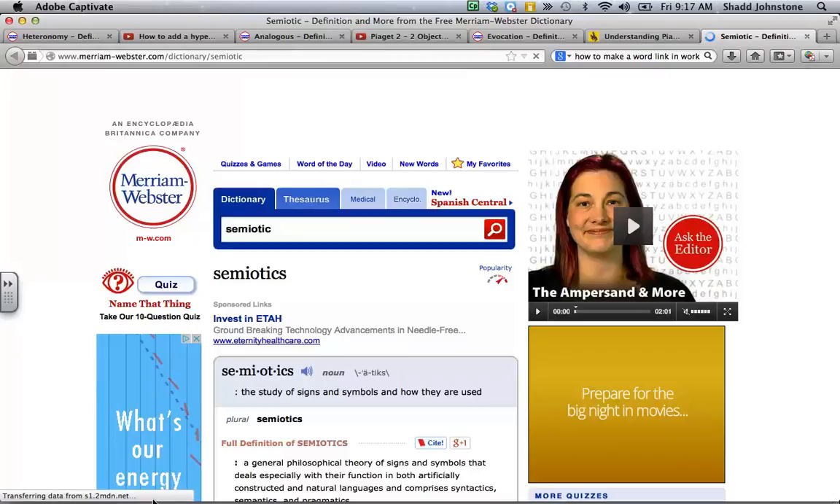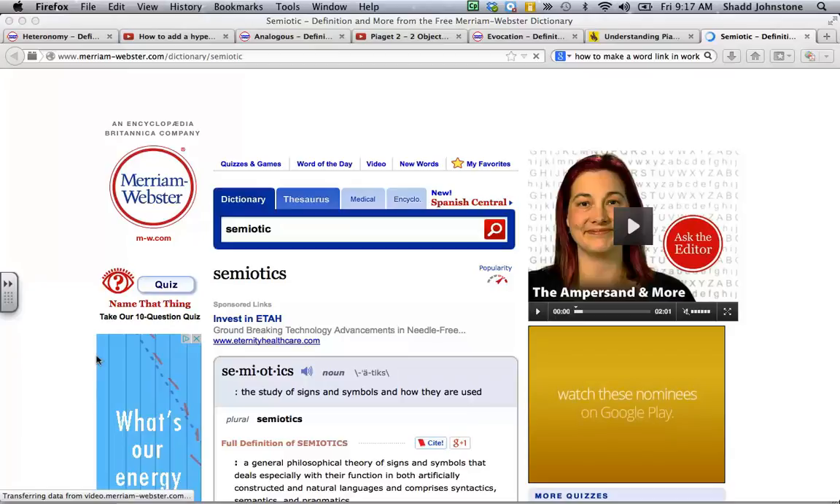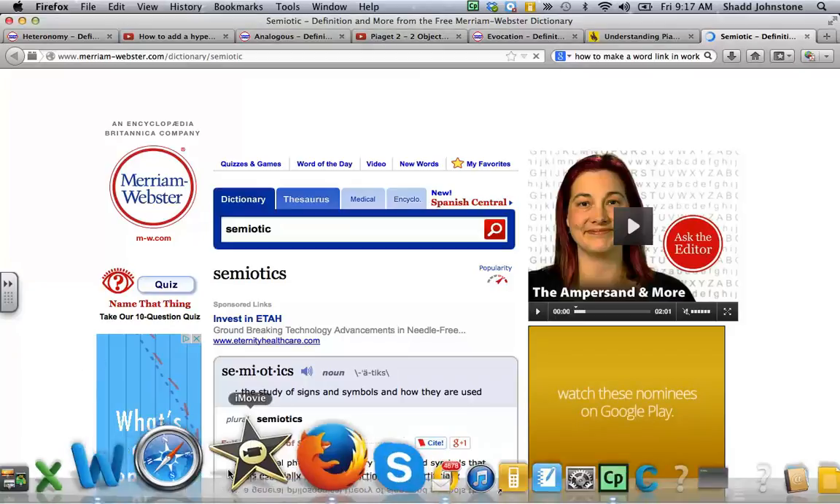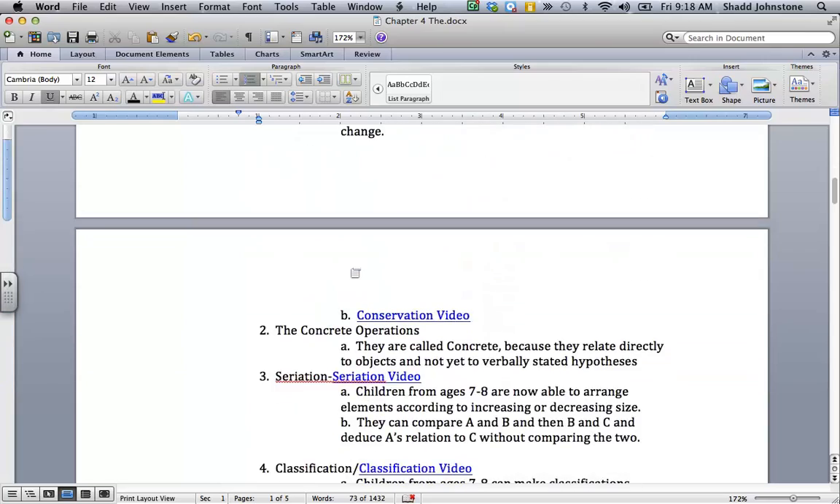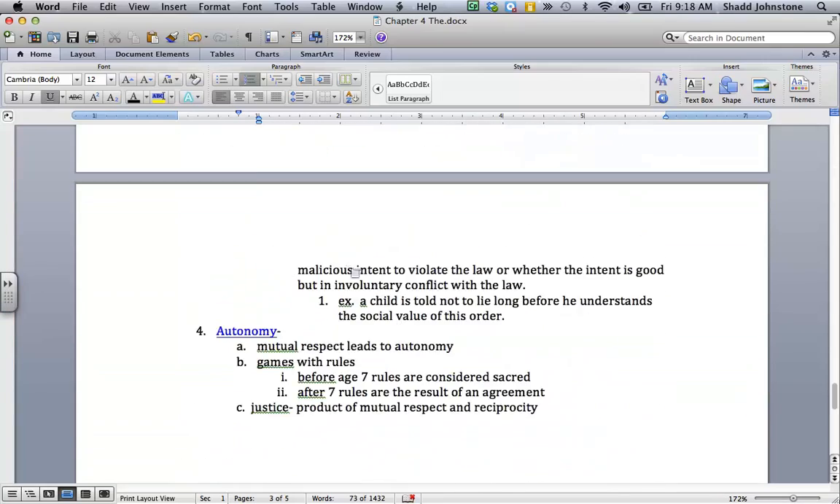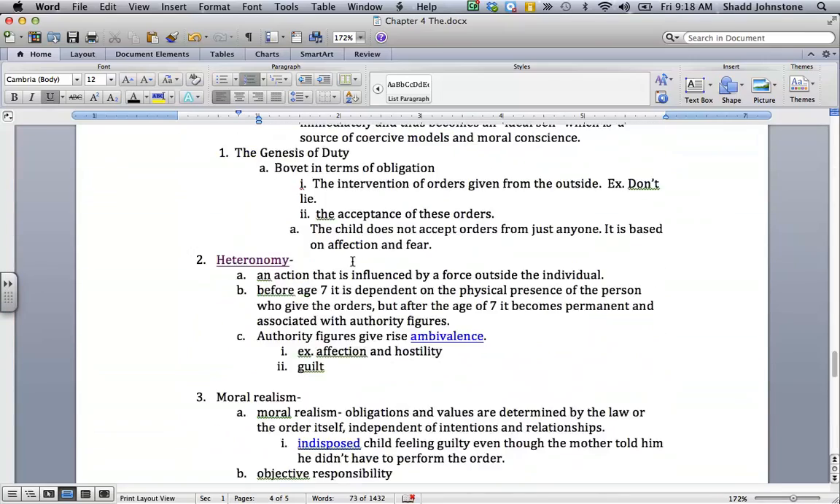Also, it helped me understand my own son, who is 8 years old, and some of the things that he does that I don't understand. It helped me clarify a lot of the things that he does. As you can see, I had very many blue things that I have links to.